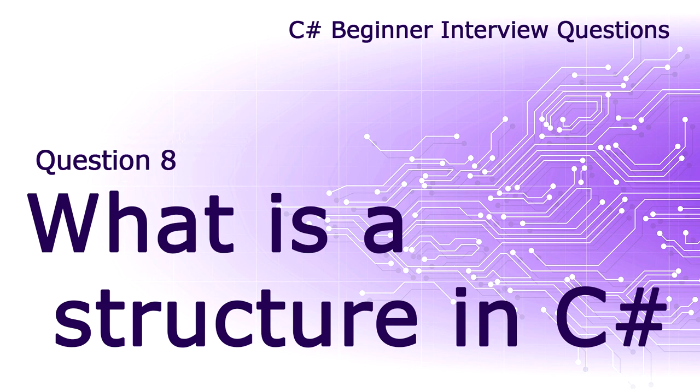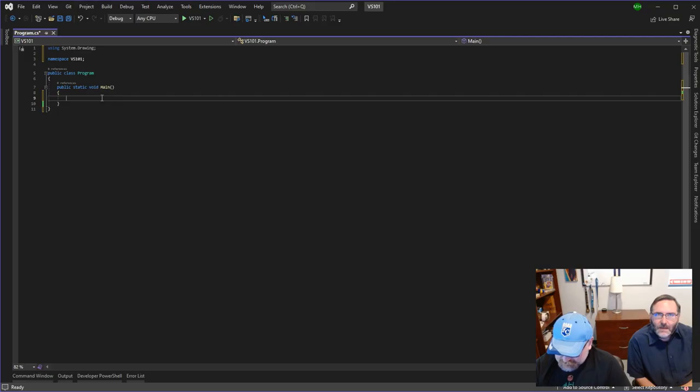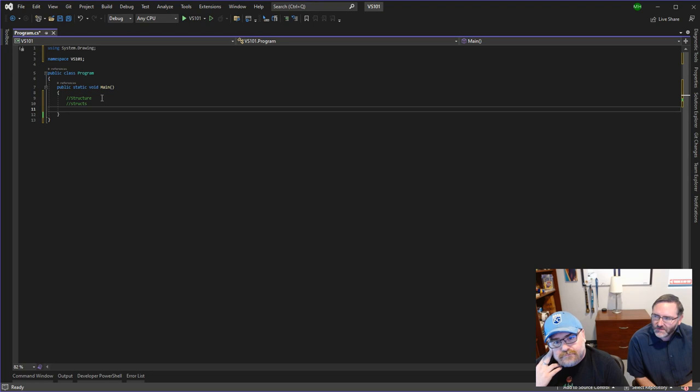What is a structure in C sharp? You usually don't get the word structure. Usually in C sharp, people call them structs, because that's the keyword. I've heard them called structures in Visual Basic.NET and a few other languages, so I understand why they might use that word. A struct is very similar to a class.